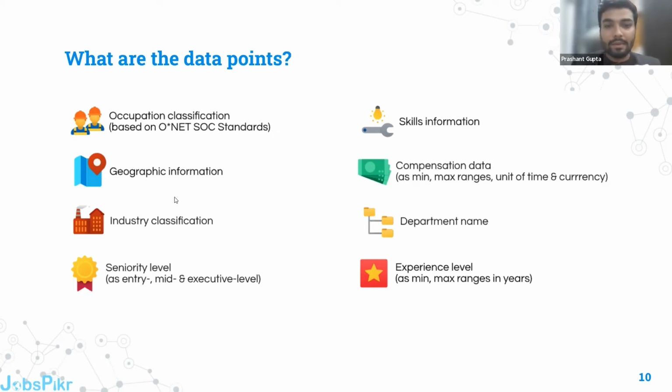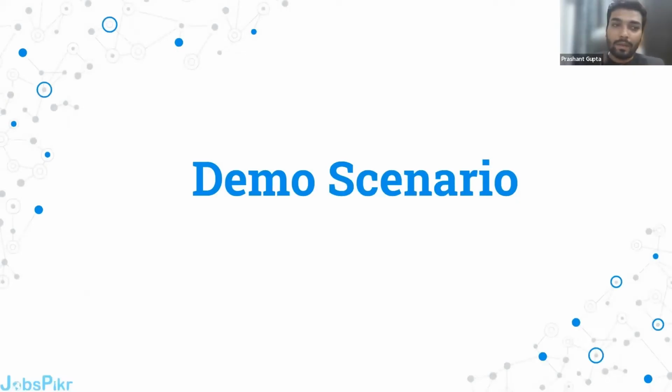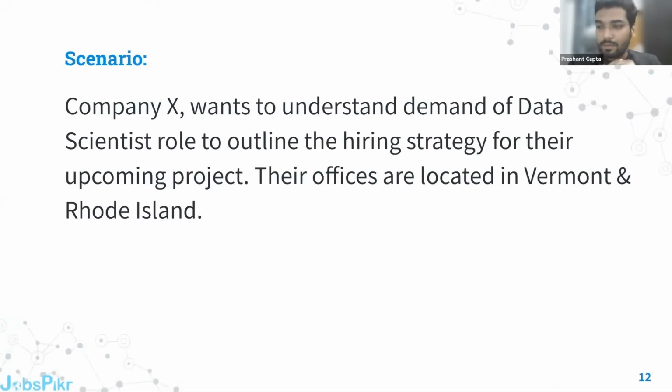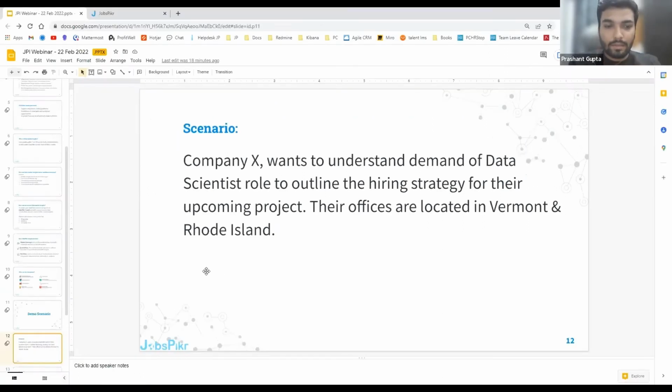So now let us look at a demo scenario on the JobsPicker Insights platform, where we'll try to understand what could be the scenario for finding job insights. Let us say company X wants to understand the demand for the data scientist role to outline their own hiring structure for their upcoming projects. Their offices are located in Vermont and Rhode Island. Now let us go to the JobsPicker Insights platform.